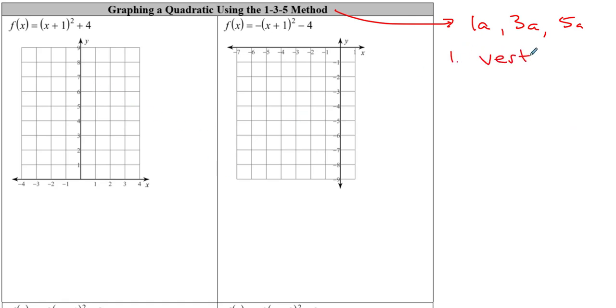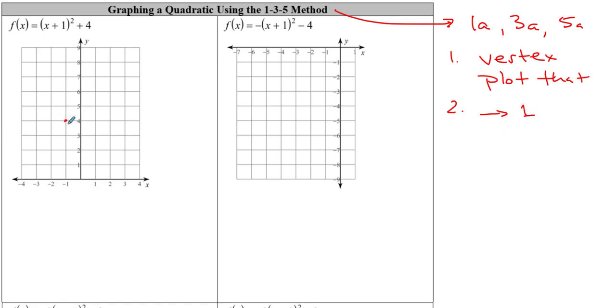Okay, so what we do, the first thing is we find the vertex. So step 1, vertex. Let's plot that. All right, so if this is +1 and this is +4, remember we are always doing the opposite of this. So this is going to be -1, +4. Okay. Then step 2, it is always to the right by 1.